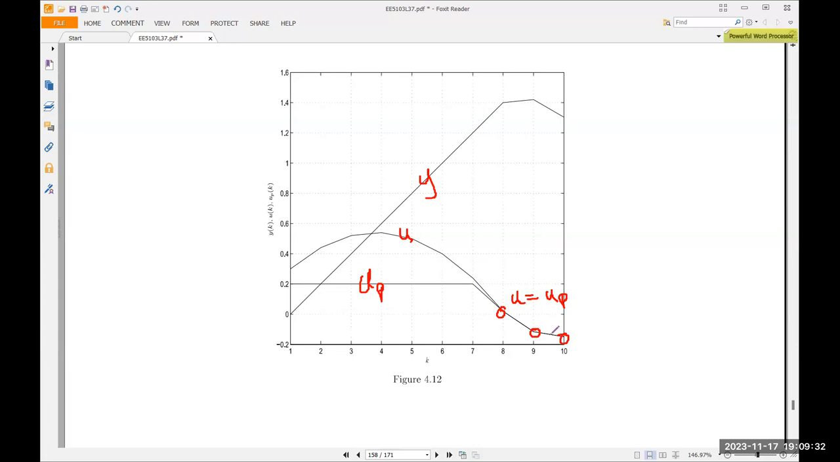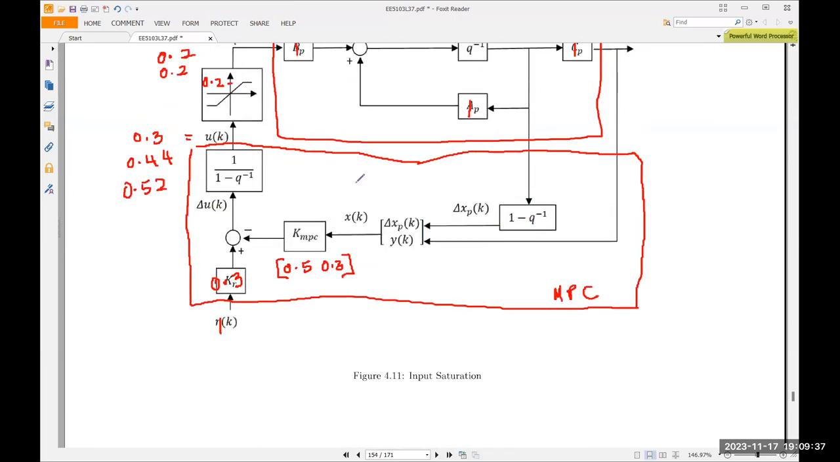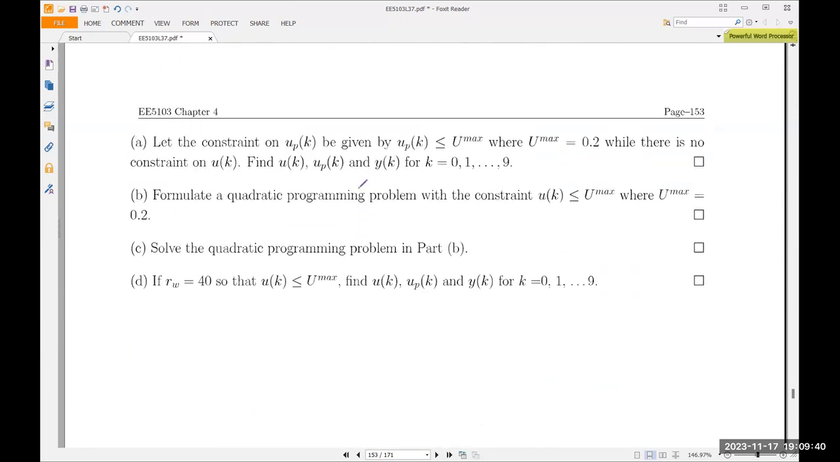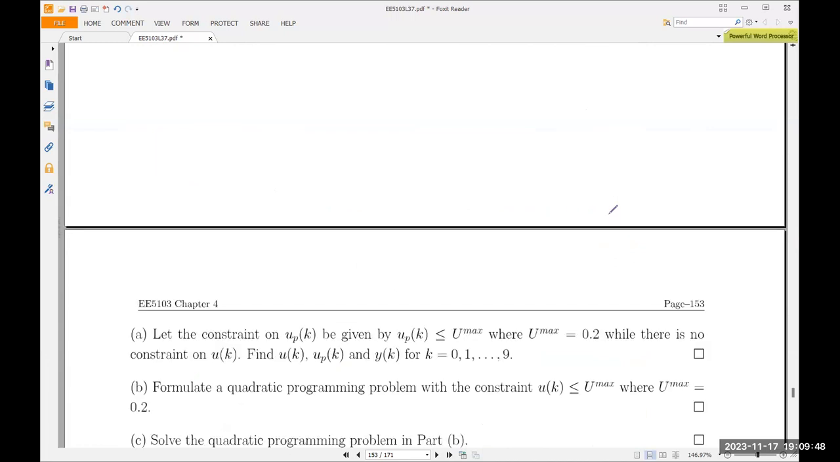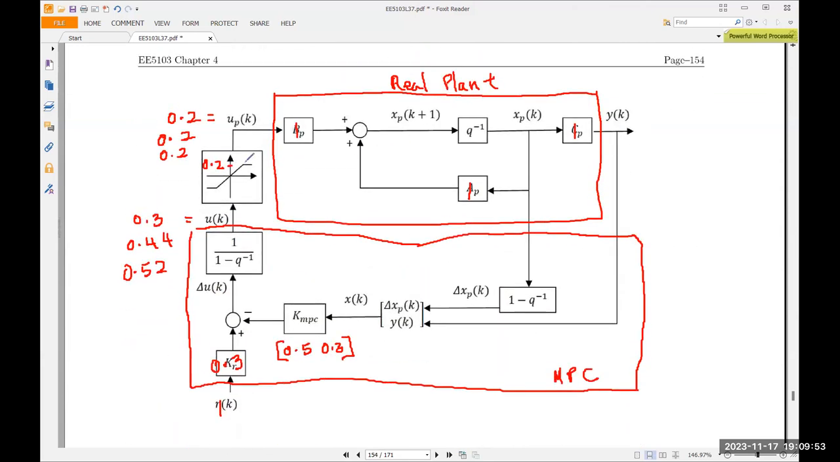Okay, so now we do the next question, and that is formulate a quadratic program with constraint u less than u max. All right, which means now, I know that I will get stuck at point 2 anyway. So inside this MPC, I'm going to do an MPC calculation with constraint of u max 0.2, so that what goes out in u will always be less than or equal to 0.2.